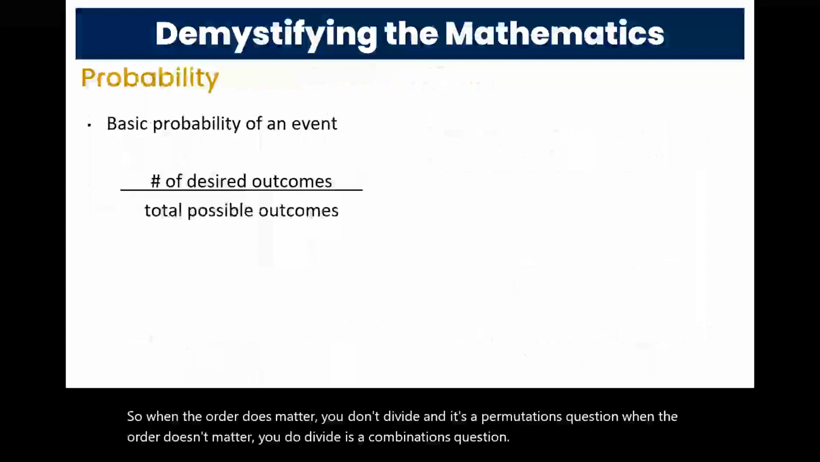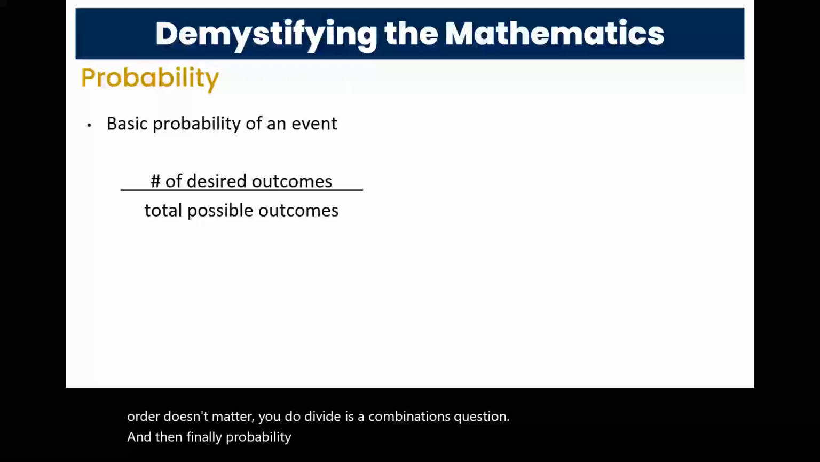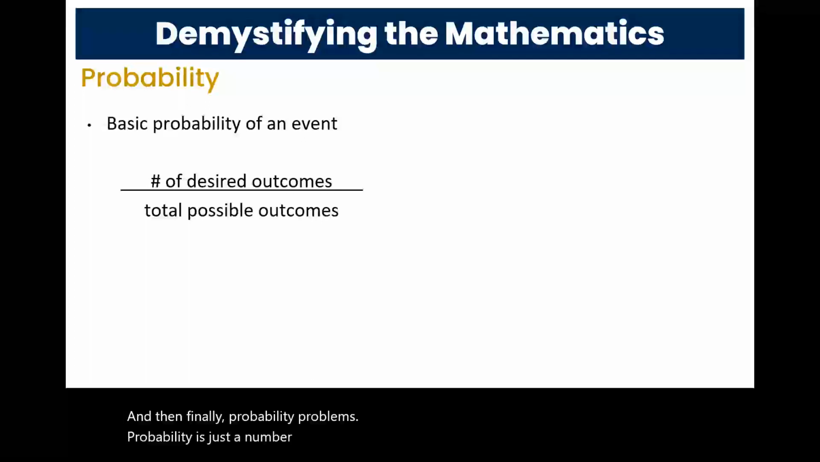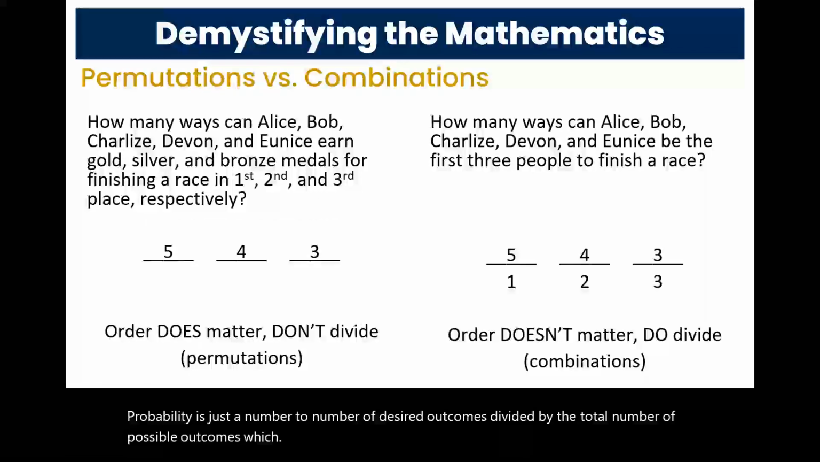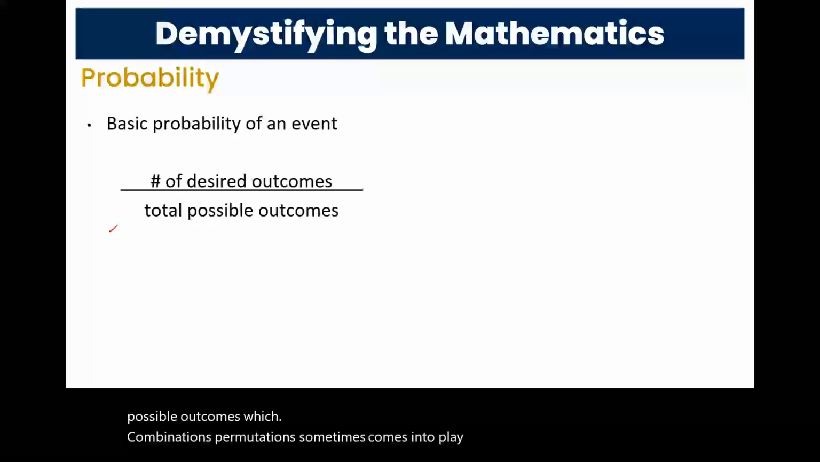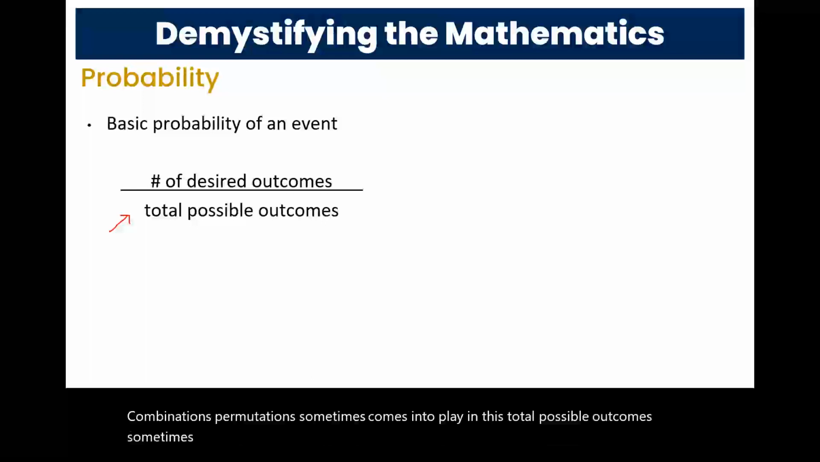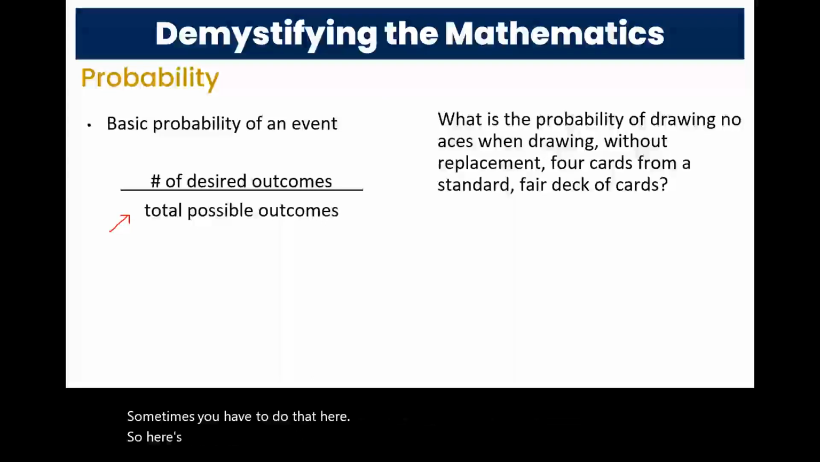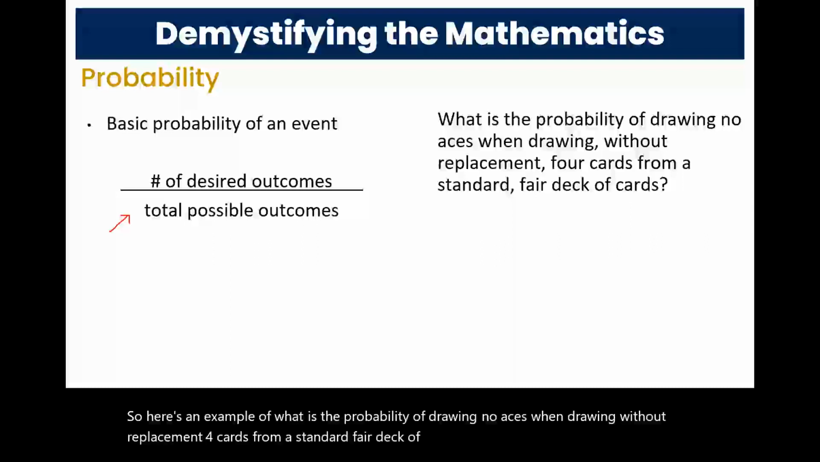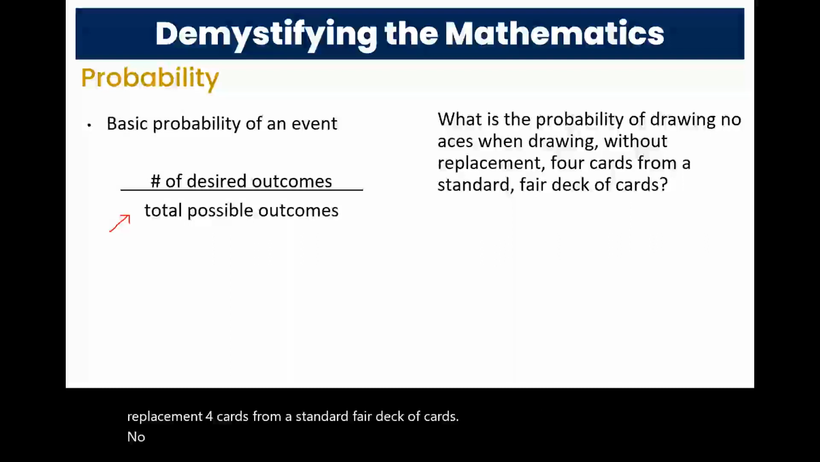And then finally, probability problems. Probability is just the number of desired outcomes divided by the total number of possible outcomes, where combinations and permutations sometimes come into play in the total possible outcomes. Sometimes you have to do that here. So here's an example: what is the probability of drawing no aces when drawing without replacement 4 cards from a standard fair deck of cards? No aces. So when drawing the first card, what's the probability of drawing no aces?